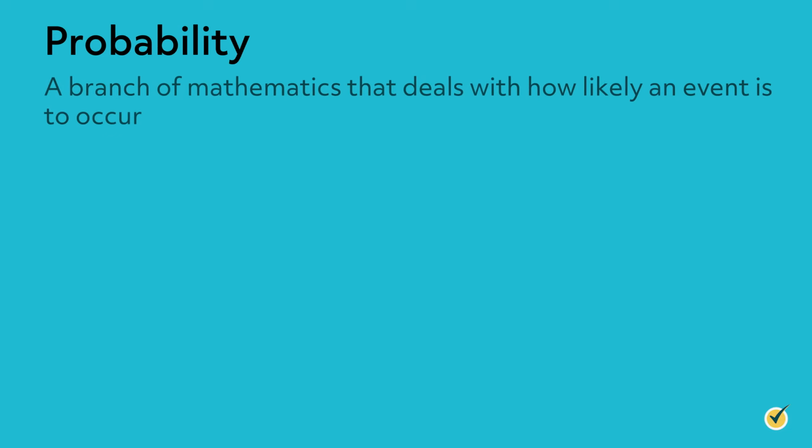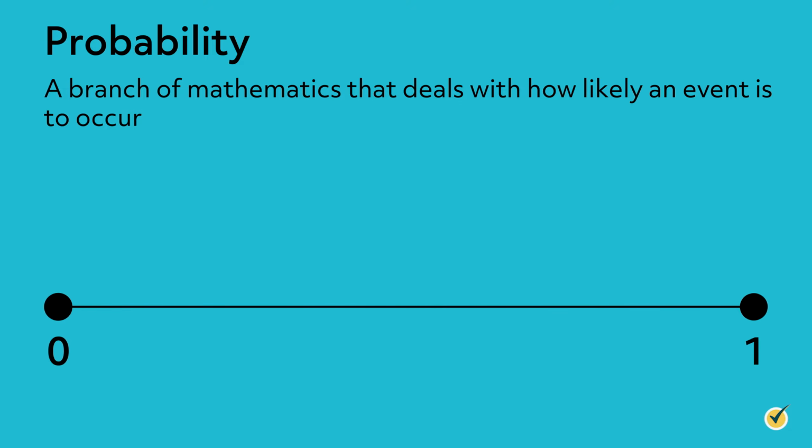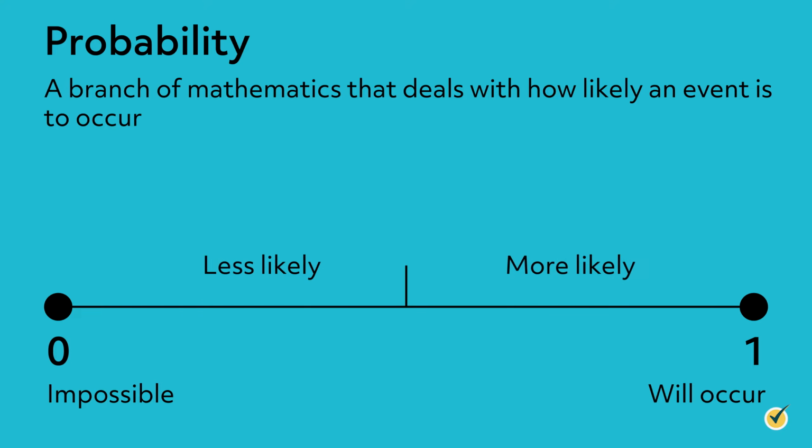First, probability is a branch of mathematics that deals with how likely an event is to occur. It's represented by a number between 0 and 1, with 0 meaning that the event is impossible to occur, and 1 meaning it will definitely occur. The closer the probability is to 1, the more likely the event is to occur.